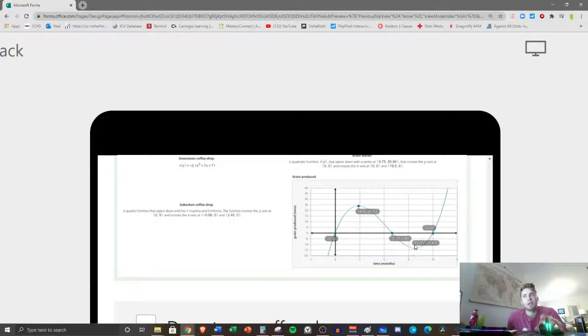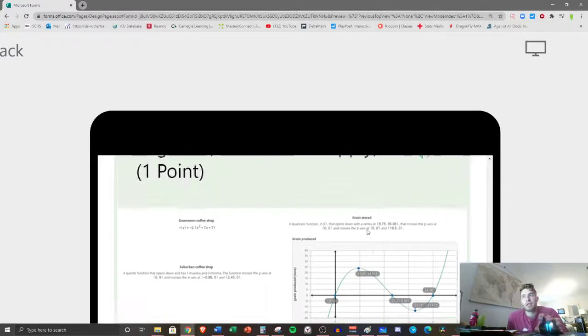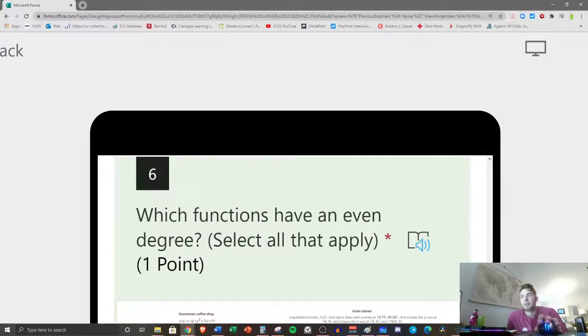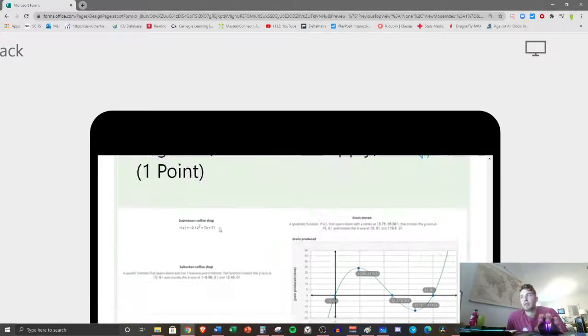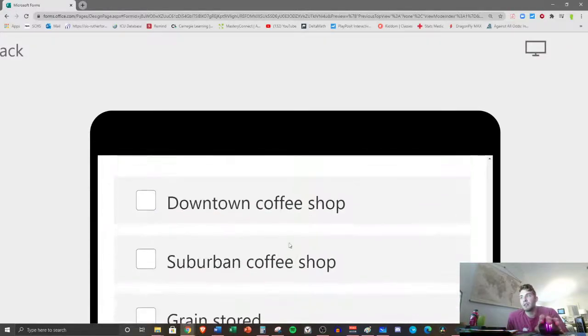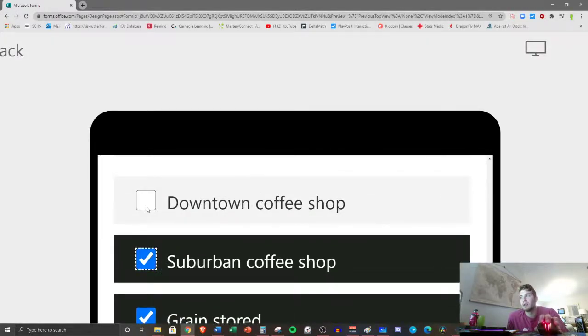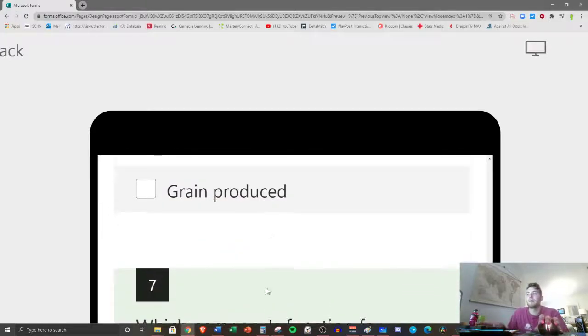And so we're led to believe that this is a cubic, so it's not even. Here it says select all that apply, even degree. So it's going to be downtown, suburban, and grain stored. So it's those right there. I had to zoom in for that one, but that's okay.